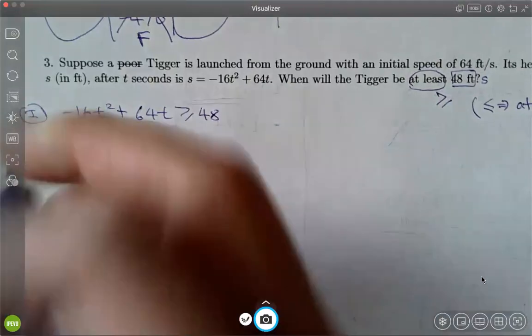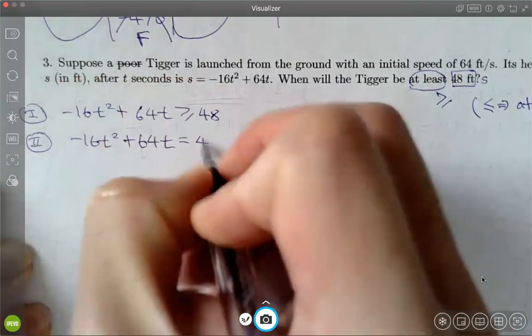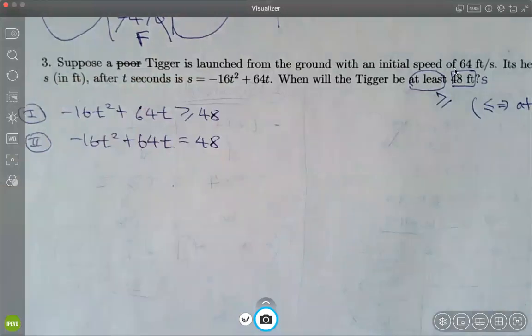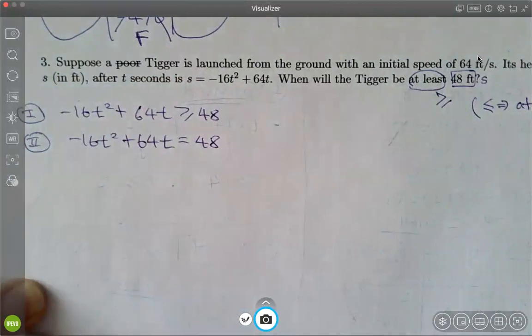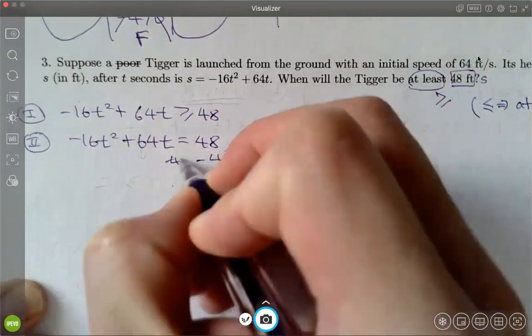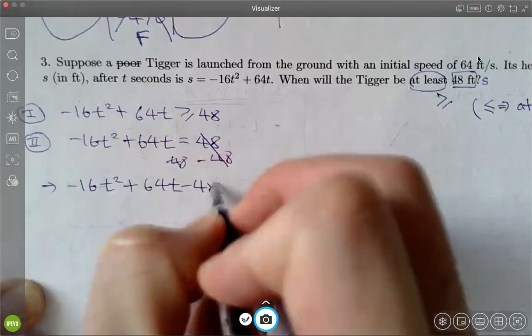So now what do we do? We set it equal, and then we have to solve it. What do we do to solve this? Set it equal to 0, so subtract 48 from the right side to the left side. So when we subtract 48, we have negative 16t squared plus 64t minus 48 is equal to 0.